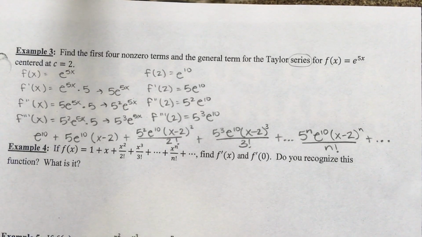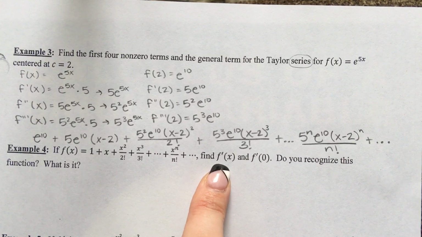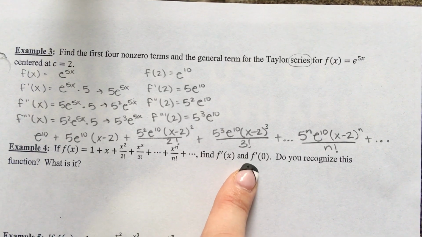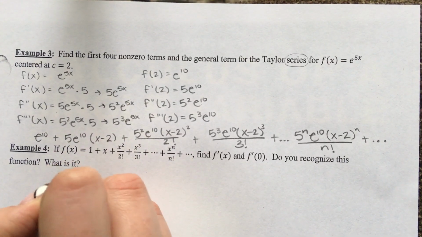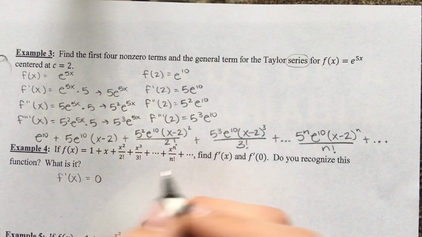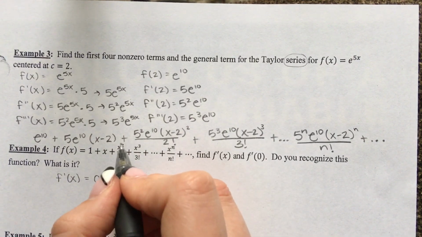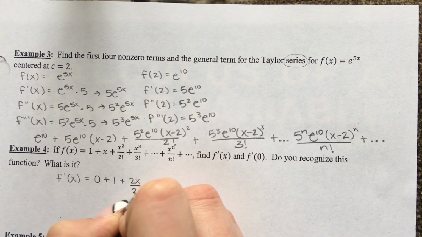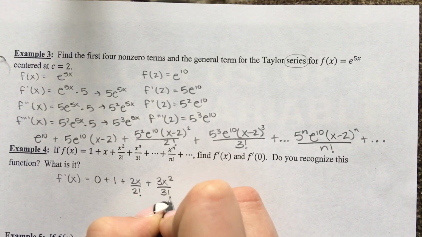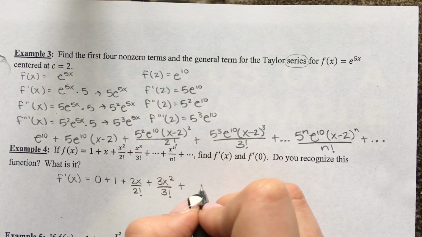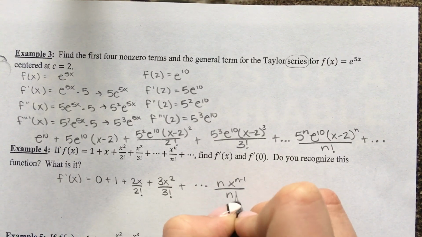All right, for example 4, it says that this is the original function and it wants us to find the derivative of the function, and it wants us to evaluate the derivative when x equals 0. So if that's our original function, the derivative of 1 is 0. The derivative of x is 1. And then with this, I'm going to multiply that in the front. So 2x over 2 factorial. 3x squared over 3 factorial. And then dot dot dot. N times x to the n minus 1 over n factorial.